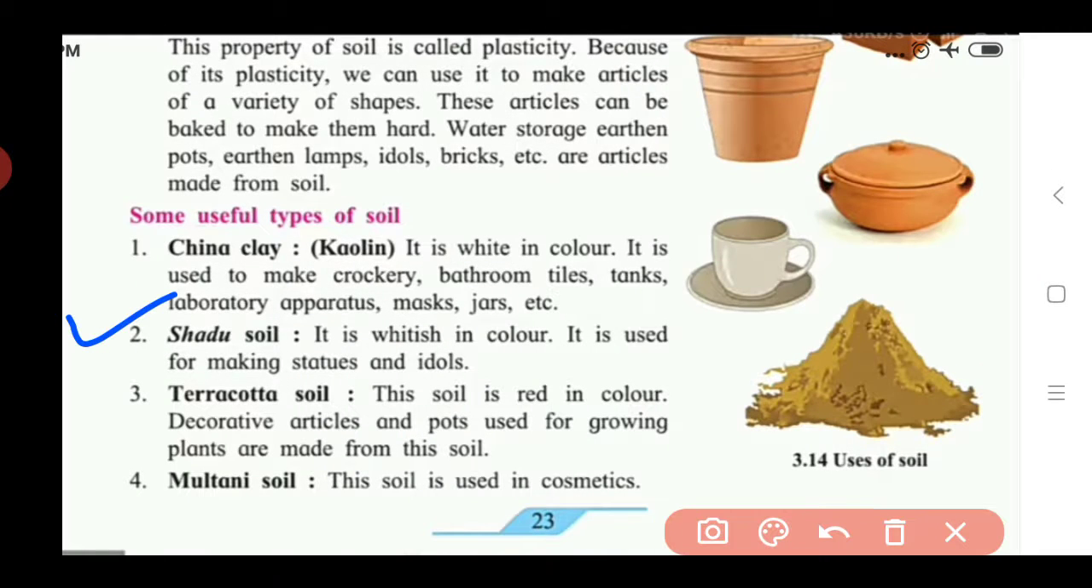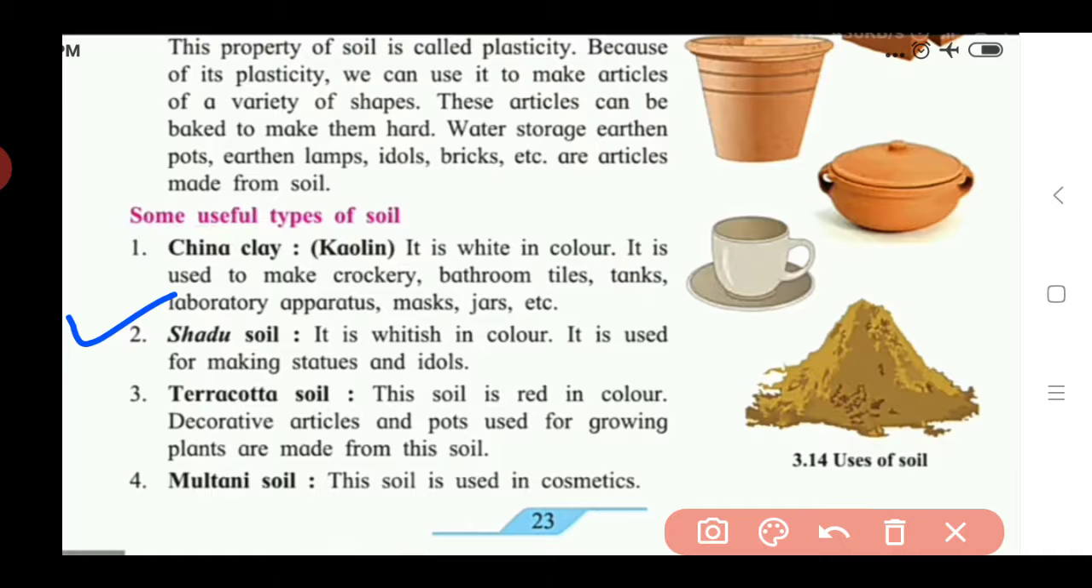That is the second type, shadow soil. Shadow soil, we know nowadays ganpati statues are also made by using various types of soil. So it is most important to bring a ganpati statue which is made from the shadow soil, because it is not harmful to the nature. So in that way it is very useful soil and it cannot give harm to the water if we use such types of ganpati statues nowadays.